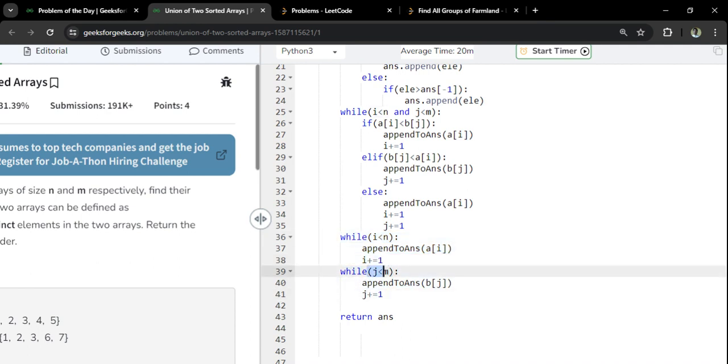Next, the same thing we'll do for the B array. If j is less than m, that is, there are still some elements in the B array to be processed, I will consider this element in this function and then do a j plus 1, till j is greater than or equal to m. And finally I will return the answer.